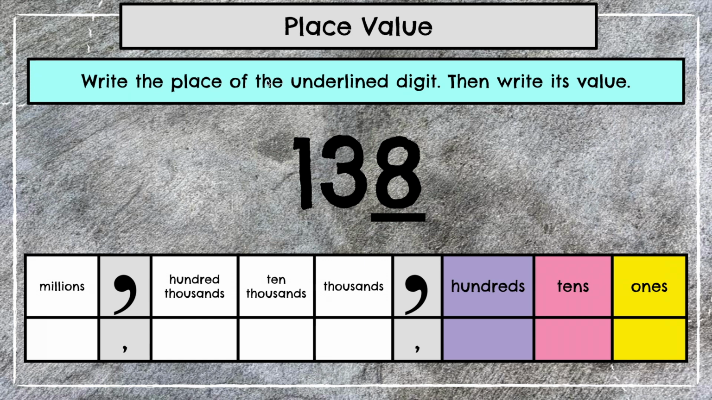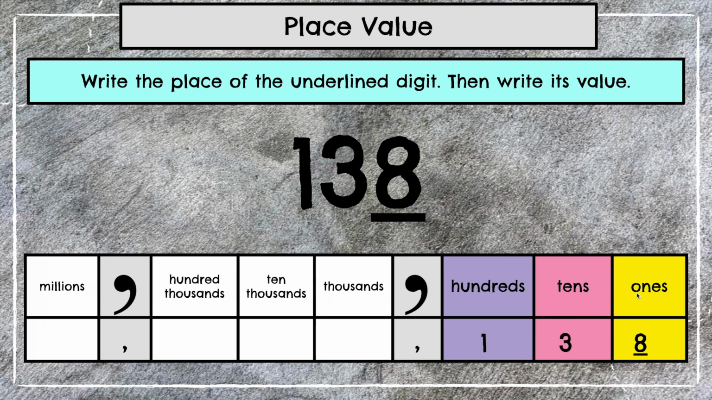Today, we will determine the value of a digit, 138. Let's write the place of the underlined digit, so the place value of this 8, then write its value, so what it's actually worth. Let's write it in the place value chart. 138. We notice the hundreds place, the tens place, and the ones place.